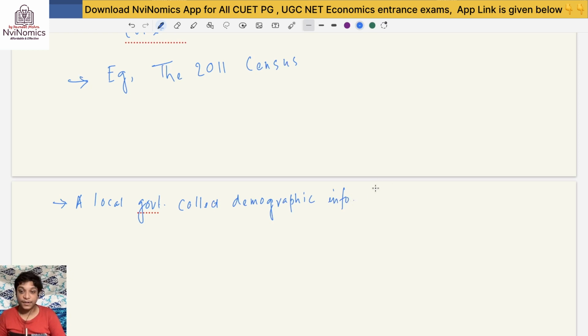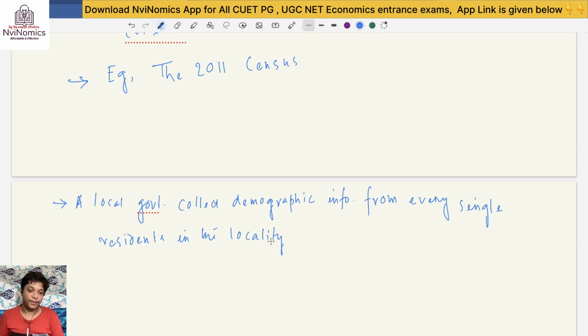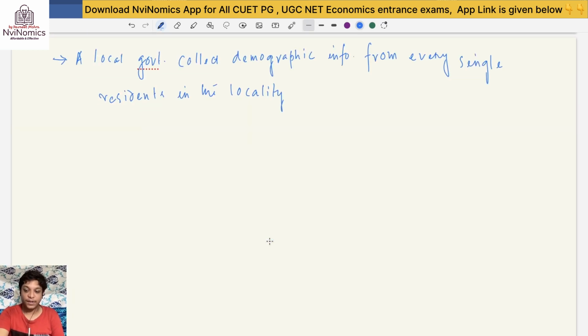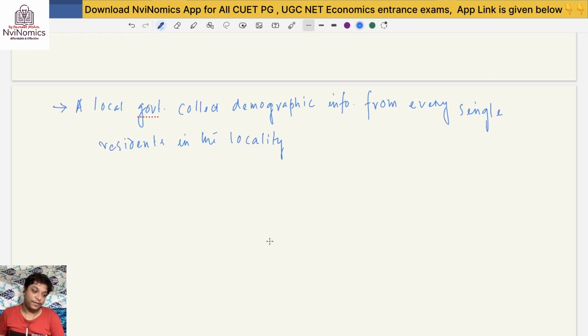सो डेमोग्राफिक इंफॉर्मेशन from every single residence in the locality। सो ये एक हाइपोथेटिकल एग्जाम्पल है सेंसस मेथड का। तो अभी दूसरा वाला मेथड कौन डिफाइन करेगा? लेट्स सी, दूसरा वाला मेथड क्या है?